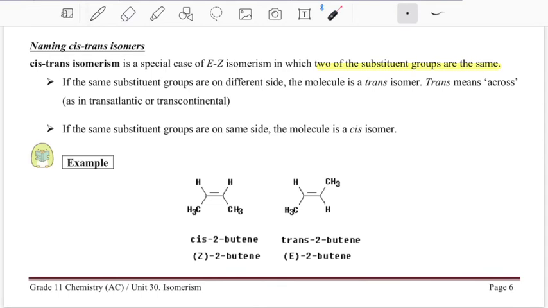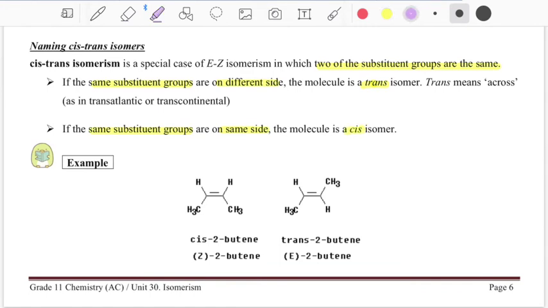I should make it clear. If the two same groups are attached to the same carbon on the double bond, then it would not form any geometrical isomers. So it must be attached to different carbons of the double bond. If the same substituent groups are on different sides, then we call it trans isomer. If the same substituent groups are on the same side, then we call it a cis isomer.